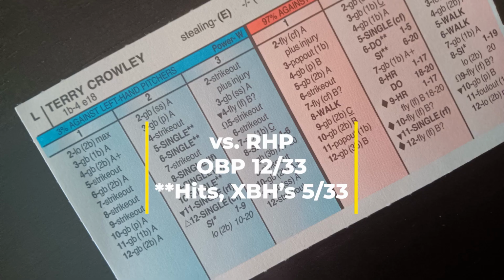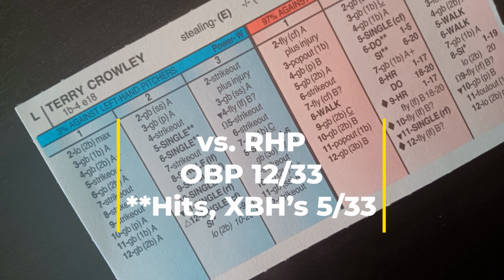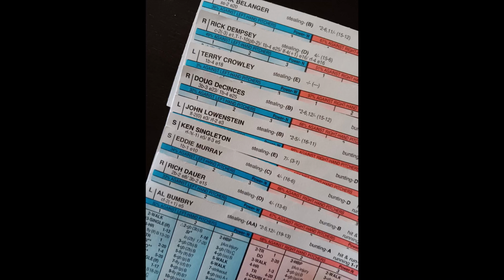Now let's take a look at Terry Crowley's numbers. Terry Crowley was basically understood as the DH against right-handed pitching. And you see both his on base chances and his hits with multiple base advancement. So as I assess the 1980 Baltimore Orioles offense, all the numbers check out pretty good.